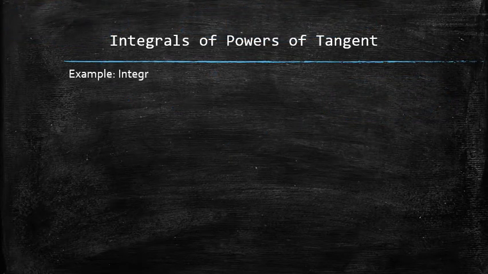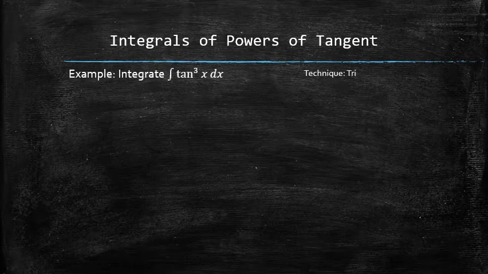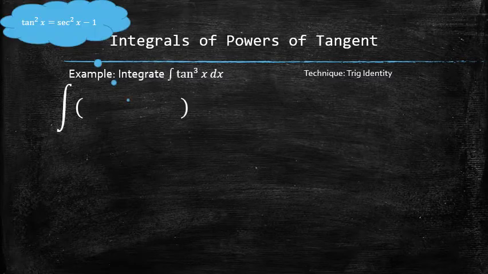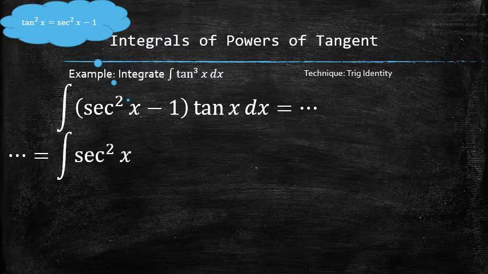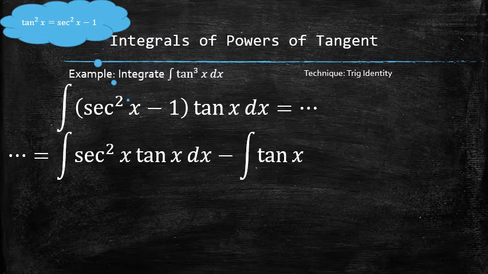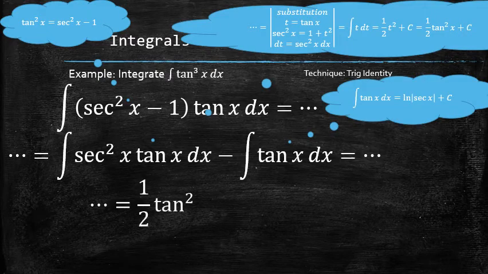To find the integral of tangent cubed function, we are going to use a trig identity and replace the tangent squared in the integrand with the secant squared minus 1. Using the linearity property of the integrals, we split the integral into two and integrate each one separately to get the answer.